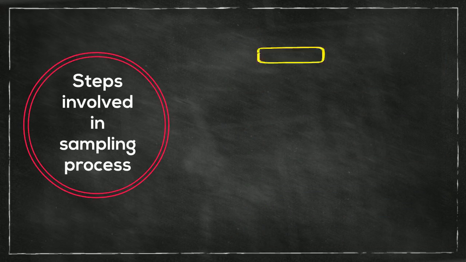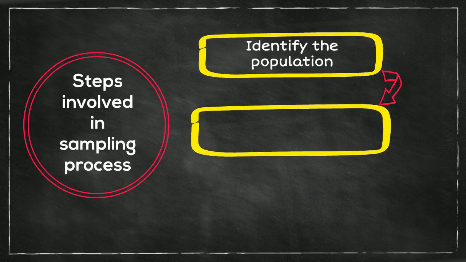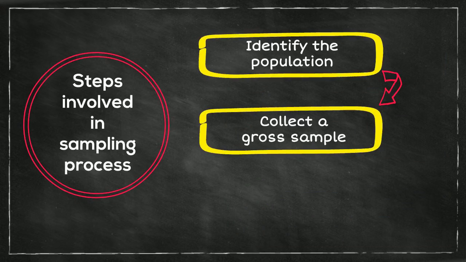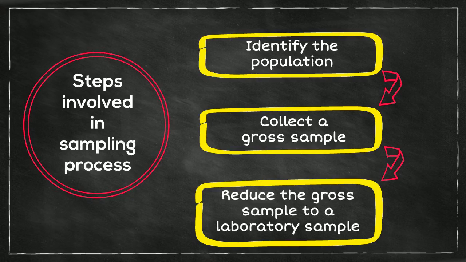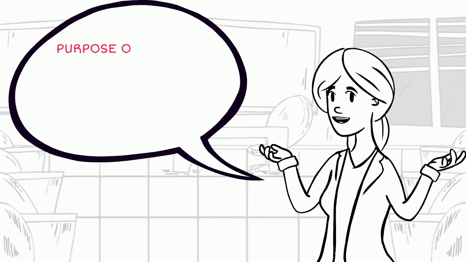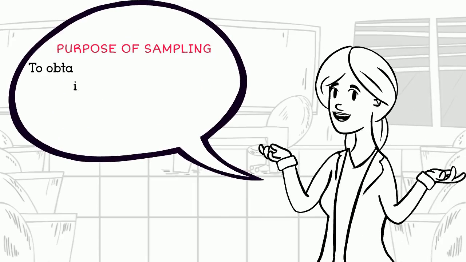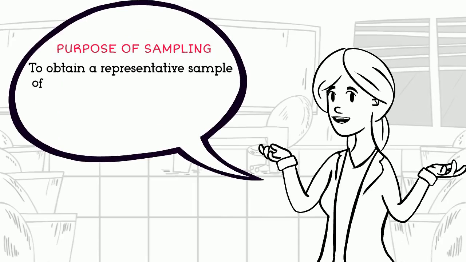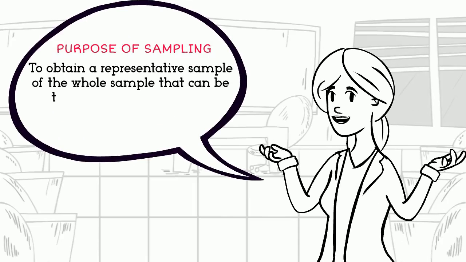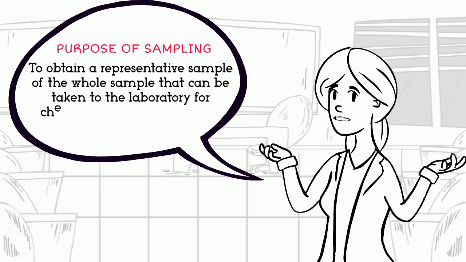These are the steps involved in the sampling process. Basically, it involves 3 steps: identify the population, collect the gross samples, and reduce the gross sample to a laboratory sample. The purpose of sampling is to obtain a representative sample that closely resembles the average composition of the whole sample.